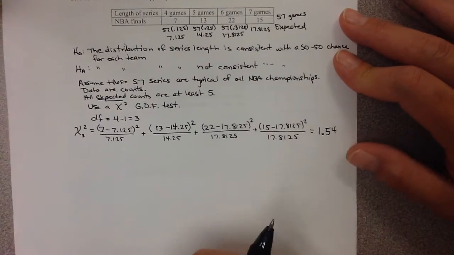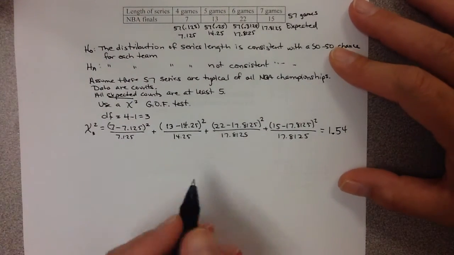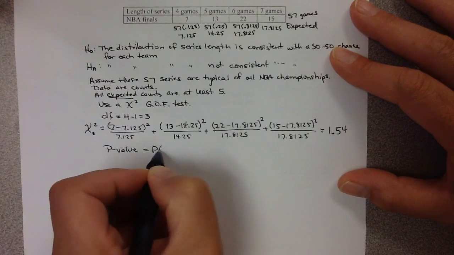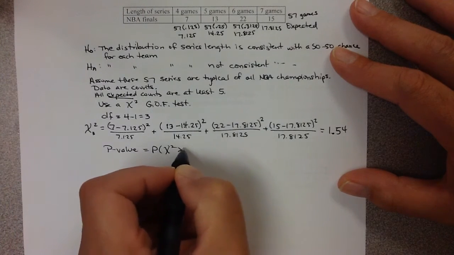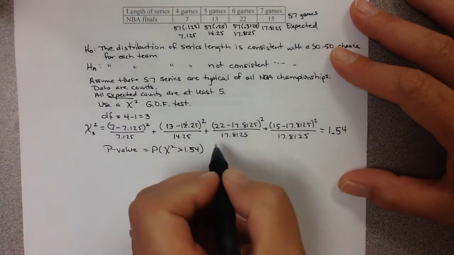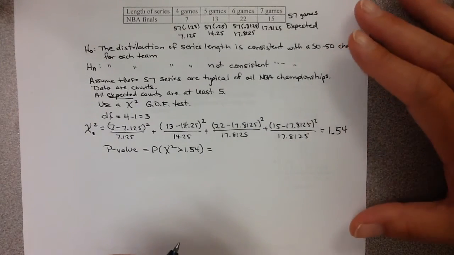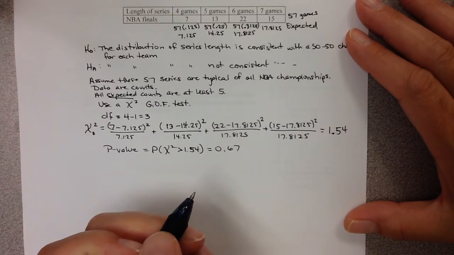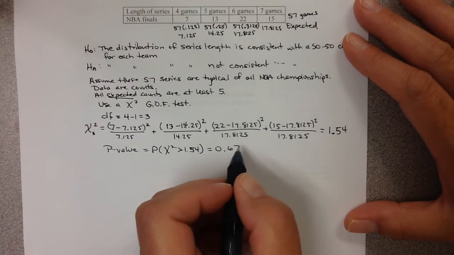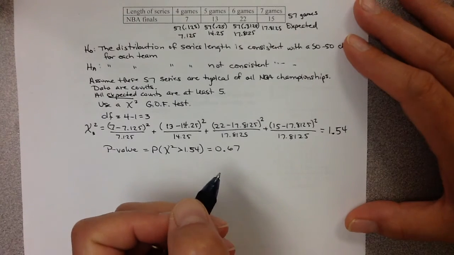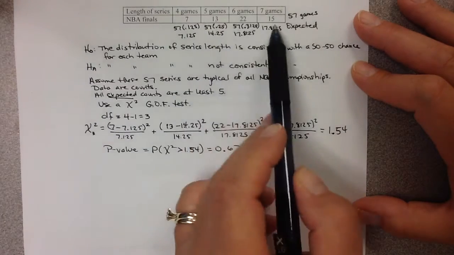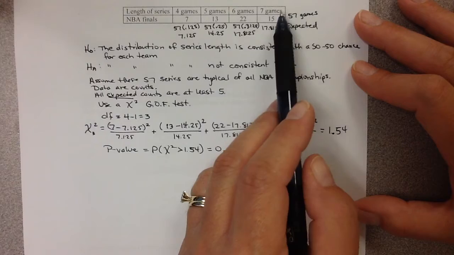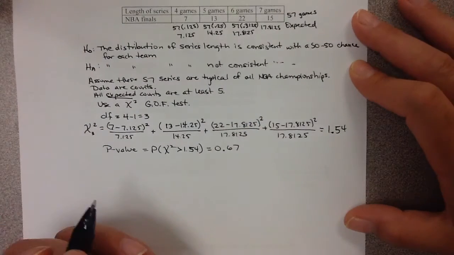hopefully on yours, not mine, of 1.54-ish, and that gives us a p-value, which is the probability of a chi-squared bigger than 1.54. We're always right-tailed because chi-squared is a right tail only, and that is 0.67-ish. That p-value is fairly large, 67%. There's nothing interesting about that, which I already anticipated because our expected values were so close to the observed number of games for the finals.